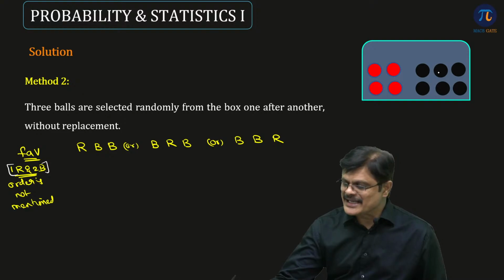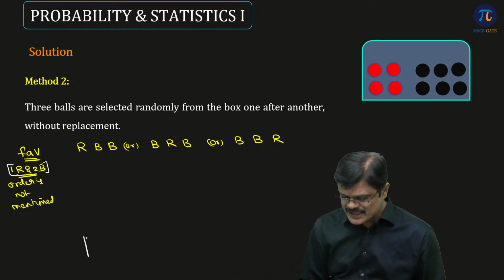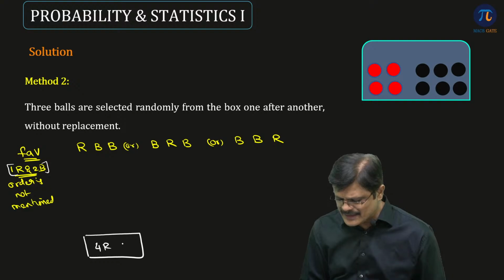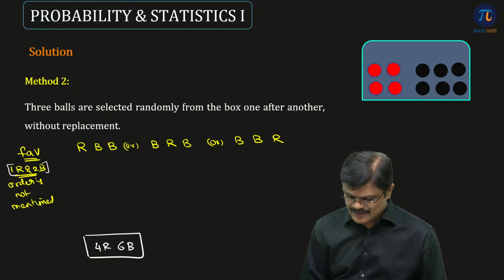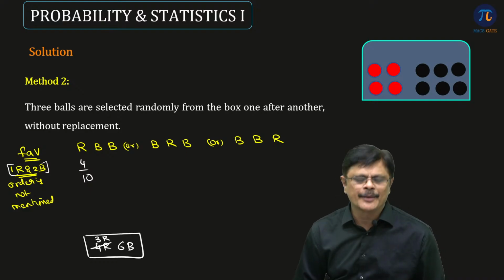How many ways can we select a red ball from this, my dear friends? Because here we have 4 red and 6 black. Red ball can be selected in 4 favorable ways out of 10. So red is removed. Now we have 3 red balls.